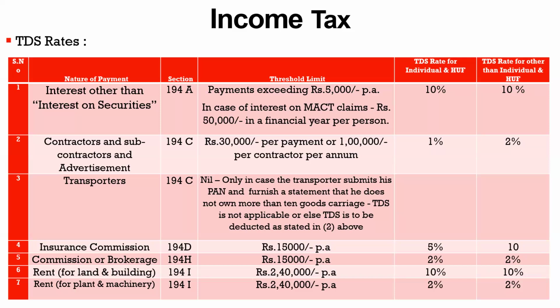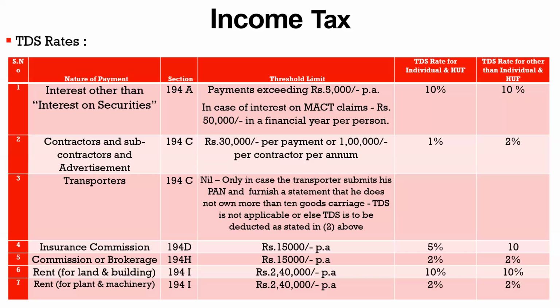If the single payment is more than 30,000, then TDS has to be deducted. Even if the total payment in a year is 80,000, but a single bill is more than 30,000, then TDS has to be deducted. If a single bill is less than 30,000 and in a year it is less than 1 lakh, then no need to deduct TDS. If in a year it goes more than 1 lakh, then TDS has to be deducted. In case of a transporter, if they furnish the PAN, it is nil.